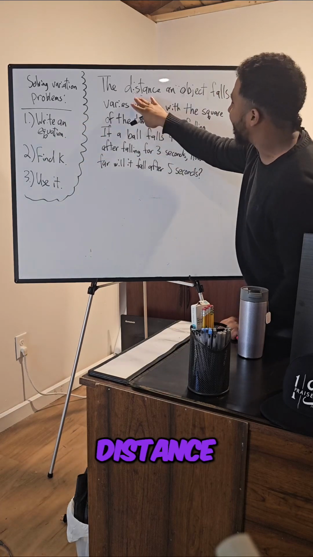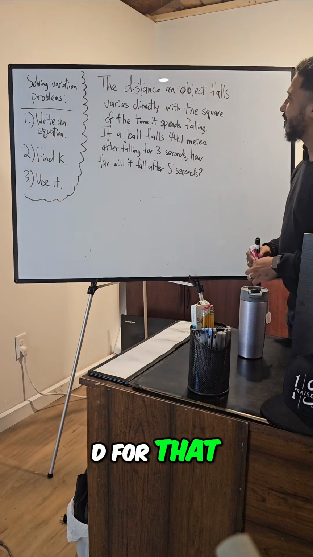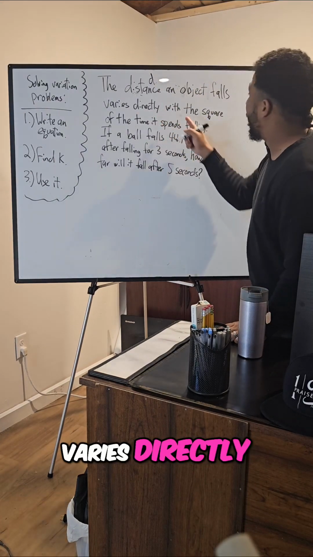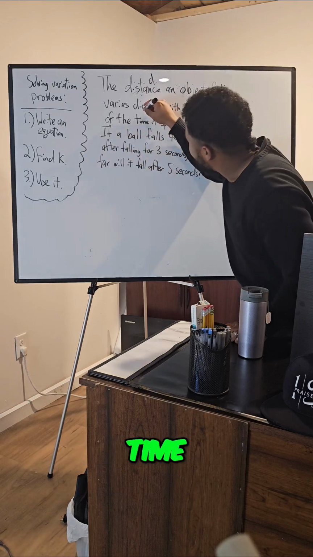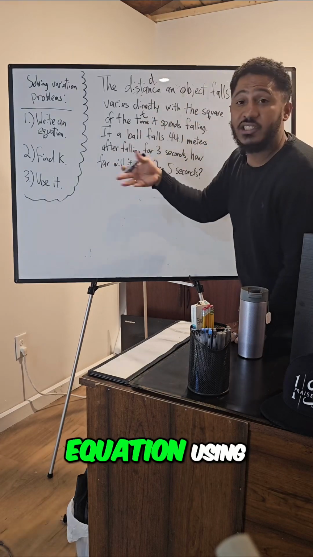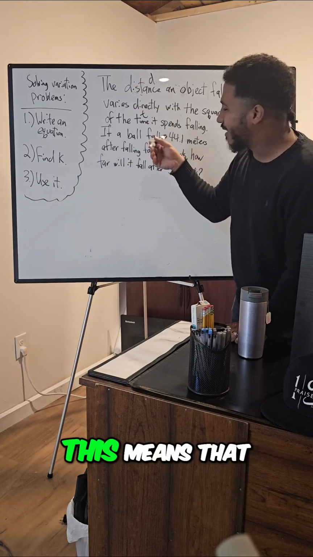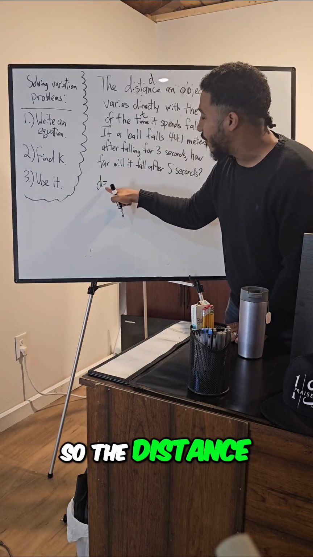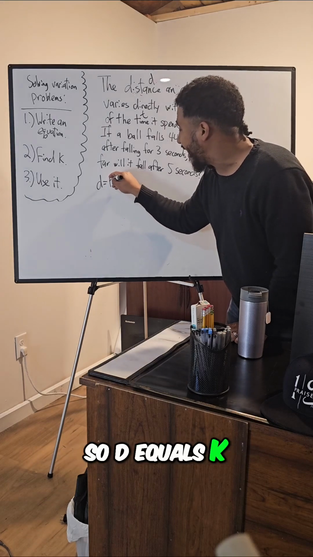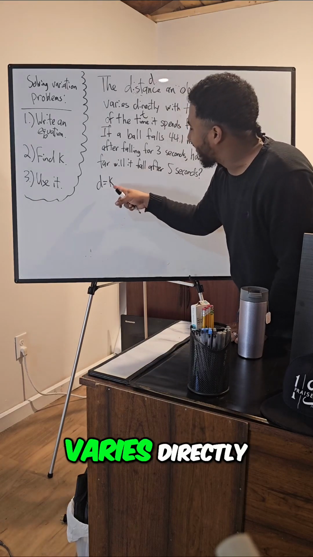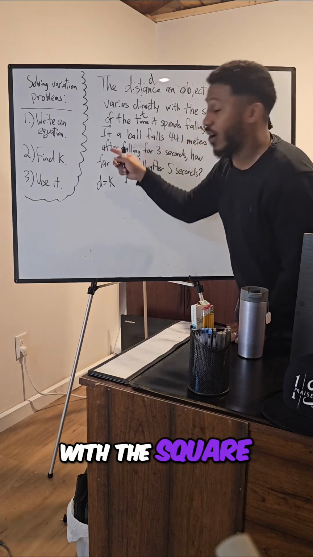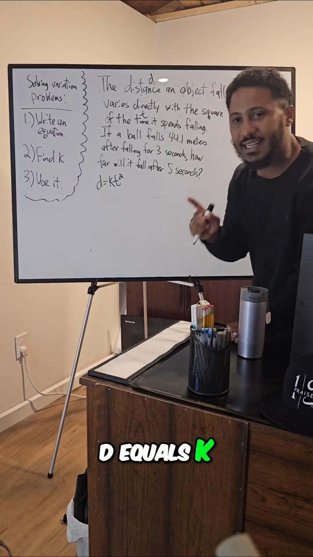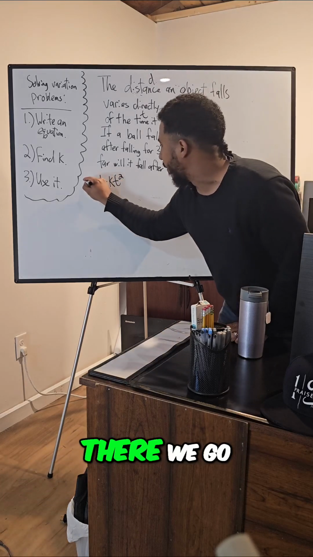So it gives us that the distance, we'll use the letter D for that, the distance an object falls varies directly with the square of the time. Got it. We'll use t for time. Let's write an equation using that. Now, when it says varies directly, this means that we're going to write an equation d equals, so the distance varies directly. So d equals k times something. The distance varies directly with the square of the time. So we'll put the time squared. Got it. d equals k times t squared. So there's our first step.